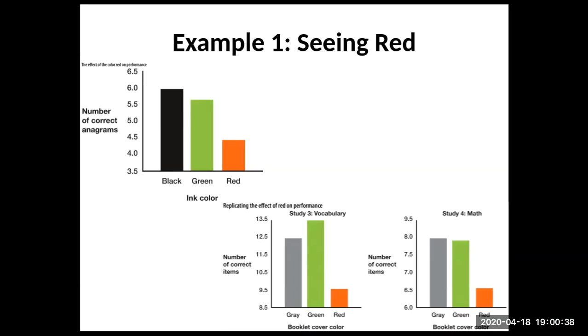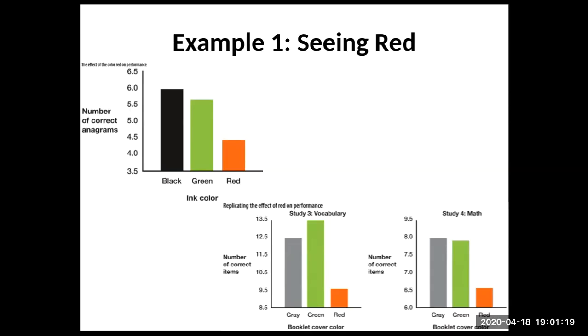And here we have the booklet cover. The booklet cover was either gray, green, or the color red. Same thing with math. And in study 3 for vocabulary, what you see is, on average, those with the gray booklet cover got about 12 to 12.5 right. Those with the green cover got about 13.5 right. And those with red got less than 10 right, about 9.5 correct. Would this be the same for math? Well, yes. What we see is for gray and green booklet covers, and this is study 4, they got just under 8 correct on average, and the red about 6.5.